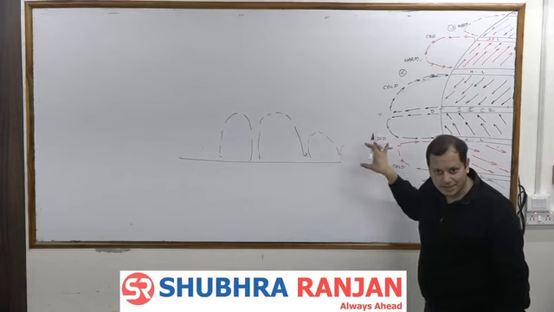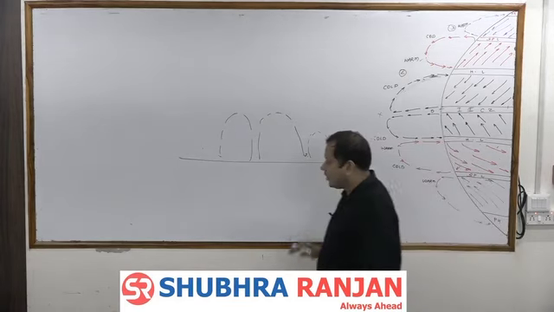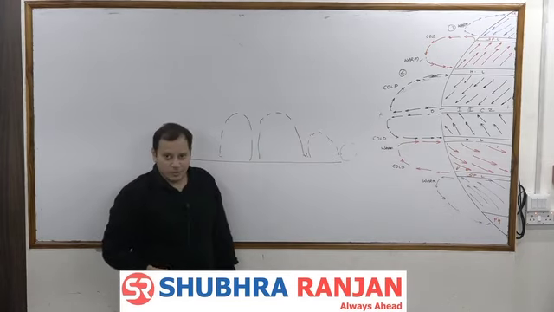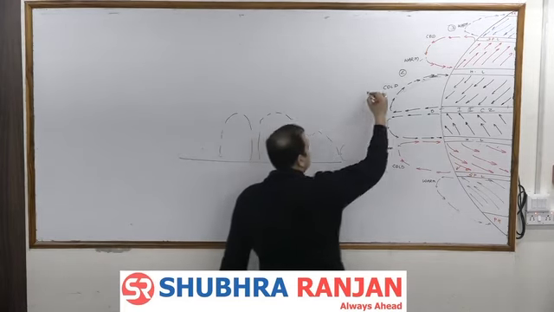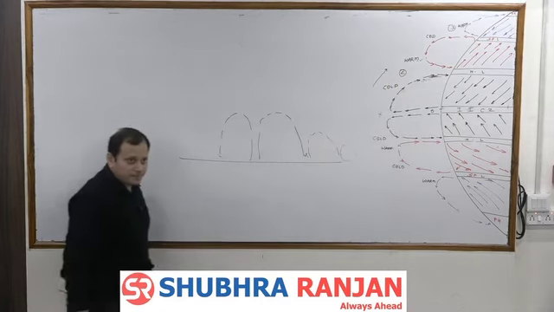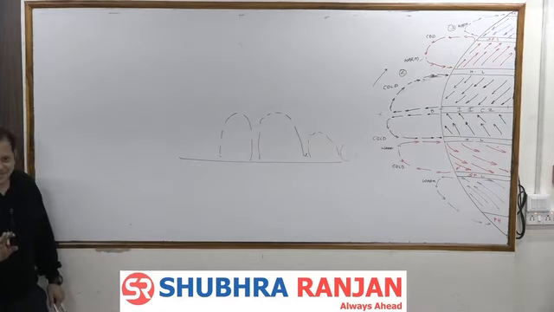We are looking at the earth this way. What is the law of wind? Law of wind is wind flows from high pressure to low pressure. So wind should flow from high pressure to low pressure. Fine. Understanding this?